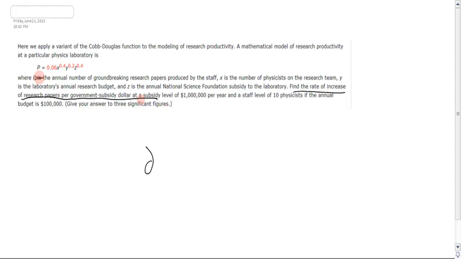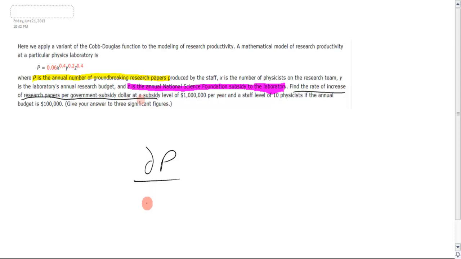That variable would be P, the annual number of groundbreaking research papers. So change in P per, now it wants it per government subsidy dollar. So now which variable is that? What I'm seeing here is Z. Z is the annual foundation subsidy to the laboratory. So therefore we're going to do change in Z.